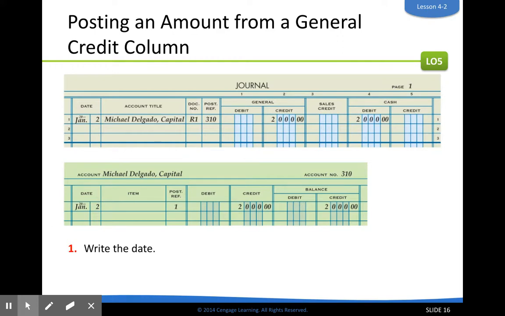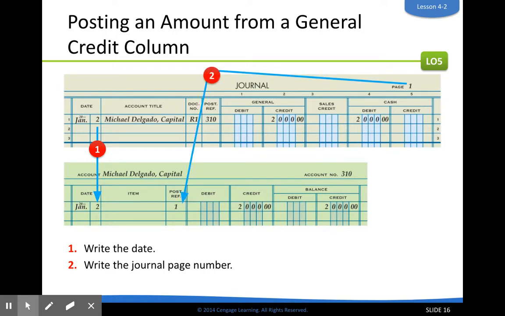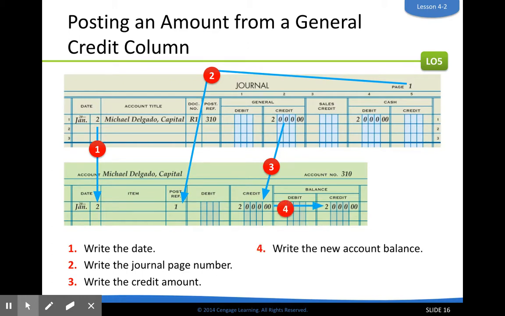So again, on January 2nd, now we have Michael Delgado. So we're looking at Michael Delgado's account. Page number 1 is where this transaction came from. So it was a credit of $2,000. So we transferred a credit of $2,000 from the journal straight to our ledger. Our new balance is just a credit of $2,000. We have nothing to add it to because it's our first account balance that we're adding. And then finally, the last step, account number 310 needs to go back into the journal.